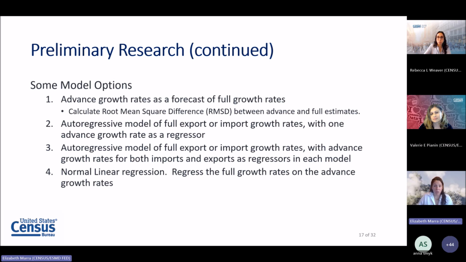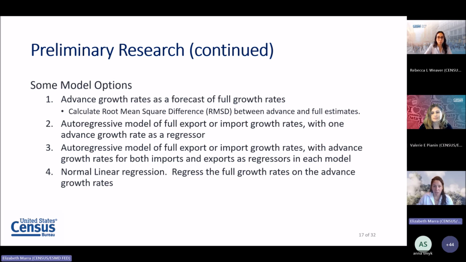The first was simply to use advanced trade as a forecast of full trade. We calculated the root mean square difference there for the error to use for comparison. The second model we ran was an autoregressive model of the full export or full import growth rates, and we added one advanced growth rate series as a regressor. So for example, if we were running an AR model for full exports, we would add advanced exports as a regressor. We did the same for full imports, adding advanced imports as a regressor.